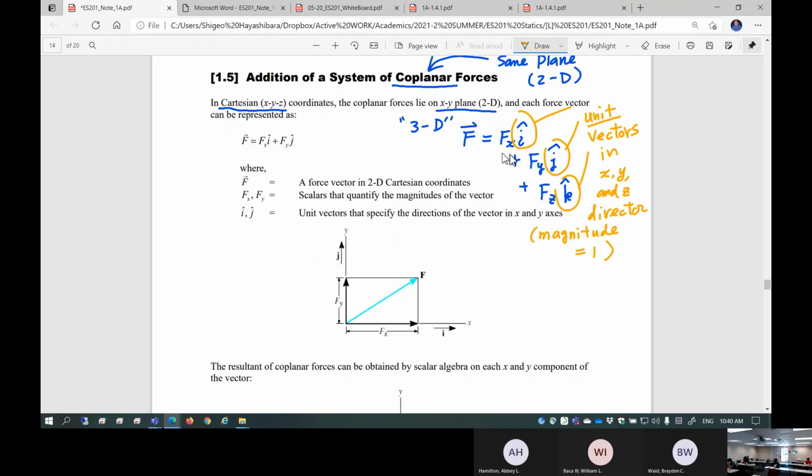Okay? So suppose you have a magnitude of force Fx multiplied by unit vector I. This is going to be a component of force F in the x direction, right? If you do the same thing, Fy times J, this is going to be a component of this force vector in the y direction, right? Same here. Fz times K is a magnitude, and this is a component of force F in the z direction. Now, this is 2D. We are only looking at x and y components. Okay? If it's 3D, you need to deal with Fz also.